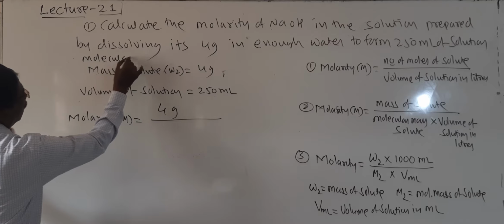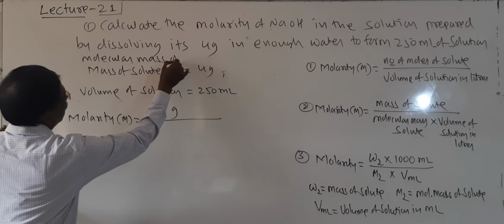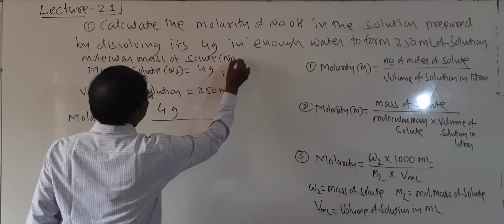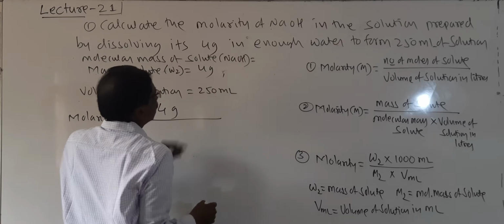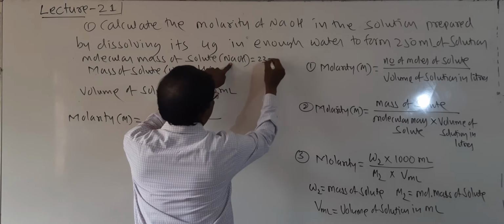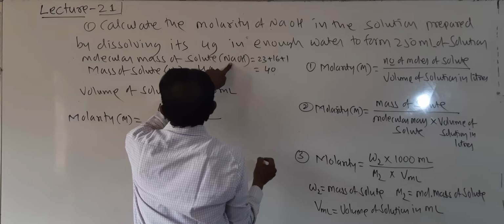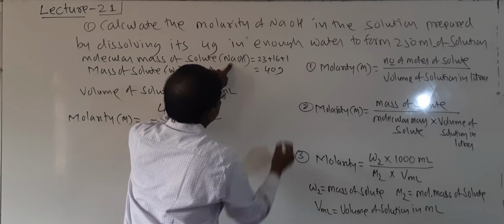Molecular mass of solute, it is nothing but NaOH. It is Na 23 plus 16 plus 1 is equal to 40. So it is 40 gram.